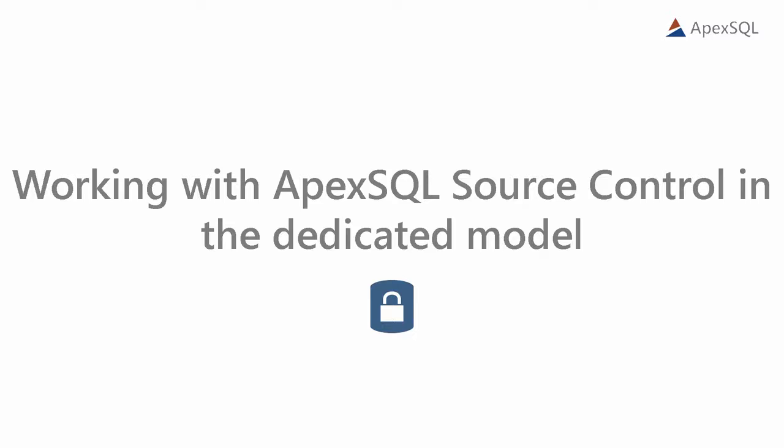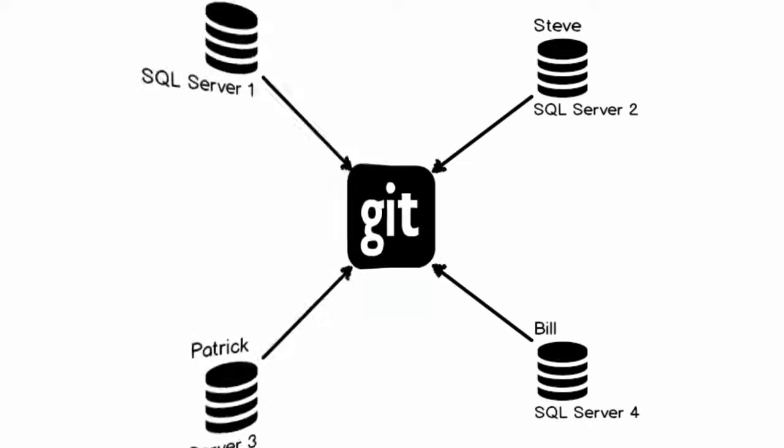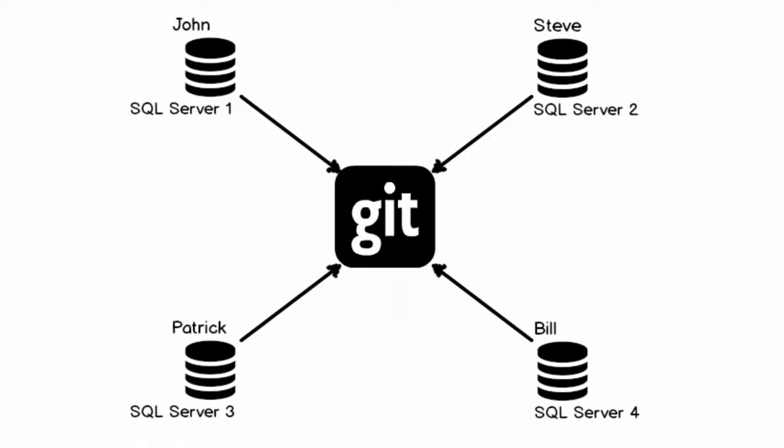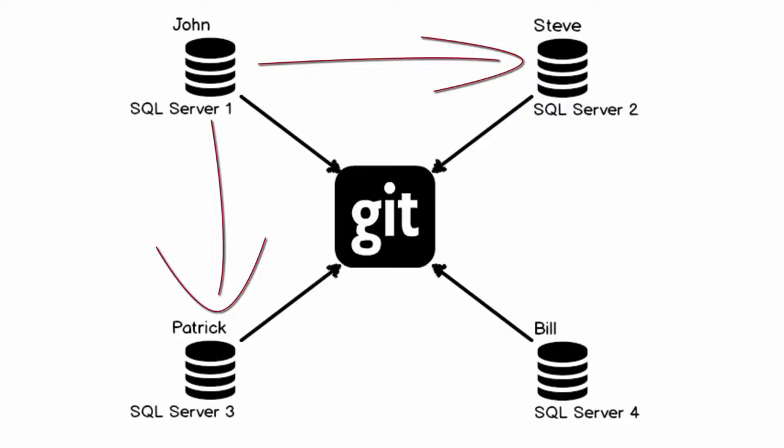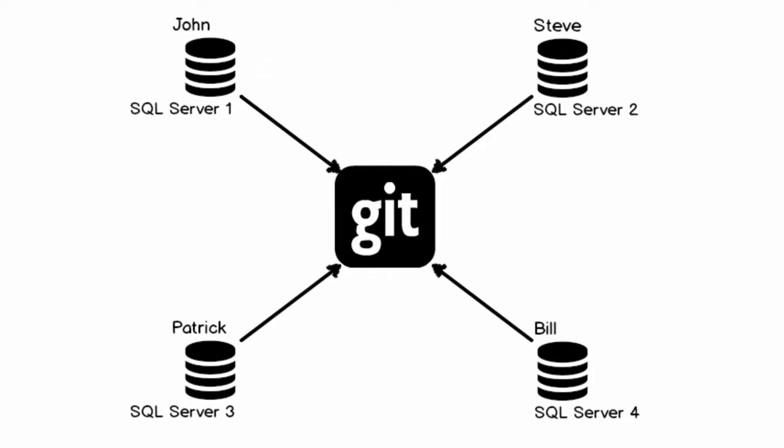In this video, we'll show you how to work using the dedicated development model, including conflict resolution. The dedicated model means that the entire team is using the same source control repository, but each developer is working on their own local copy of a database hosted on a separate instance of SQL Server. This allows each developer to work independently and to test any changes in a local sandbox before committing to the repository. For instance, John can make changes on his local copy of a database as much as he wants, since it does not affect other developers until changes are committed to the repository.